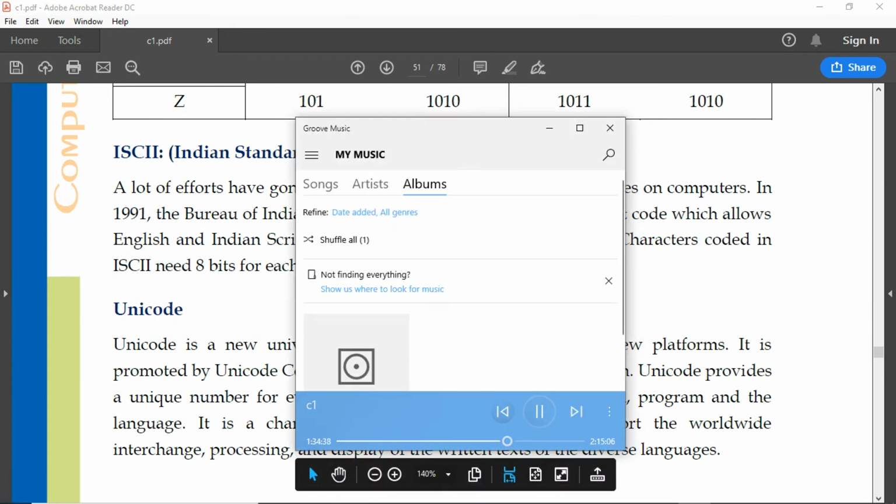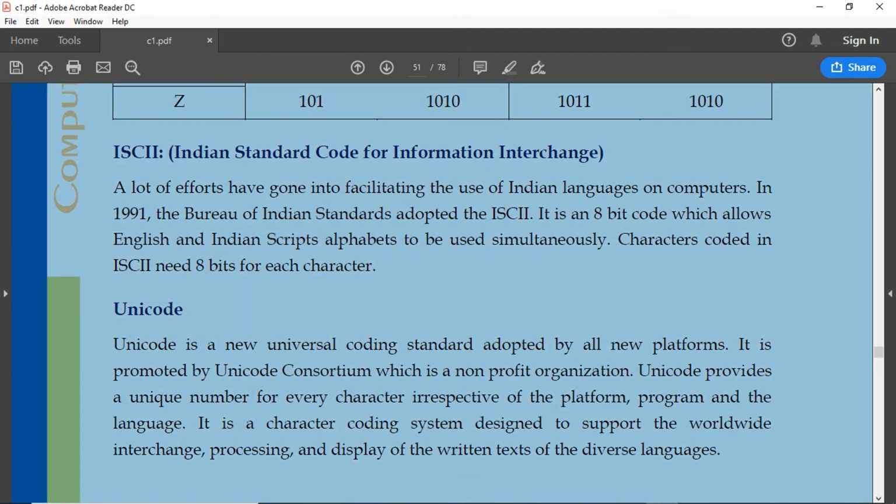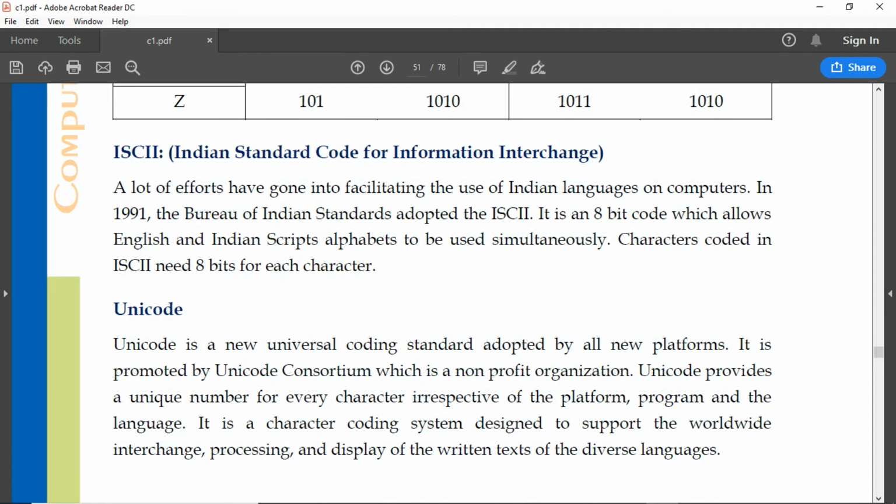Efforts have gone into facilitating the use of Indian languages on computers. In 1991, the Bureau of Indian Standards adopted the ISCII. It is an 8-bit code which allows English and Indian script alphabets to be used simultaneously. Characters coded in ISCII need 8 bits for each character.